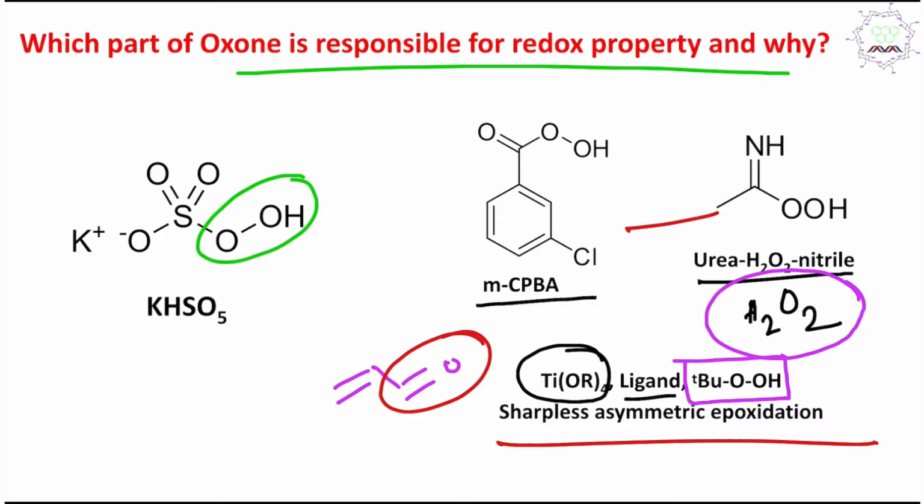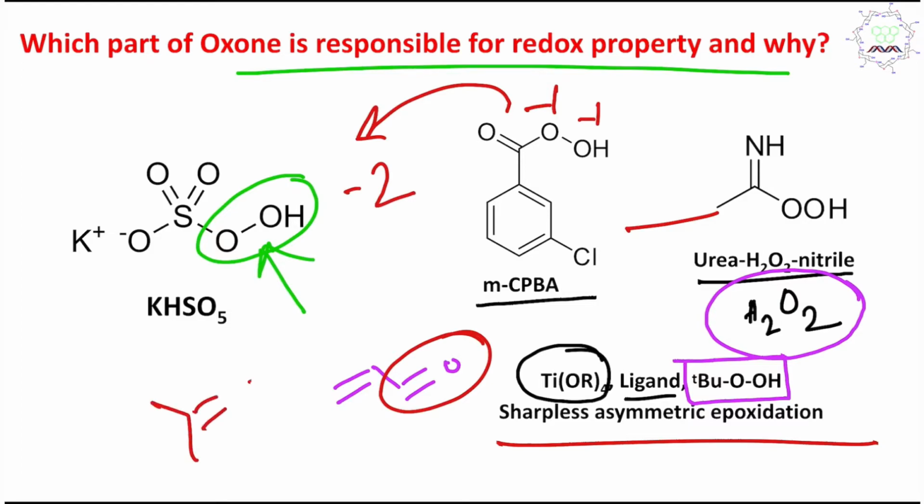What message do I want to give? In all the cases, this peroxy linkage is responsible for the redox property. So the -1 oxidation state of peroxide is reduced to -2, and the organic material, for example this double bond, gets oxidized, or you may say epoxidized, to the corresponding epoxide derivative. So this is the overall thing you should remember.